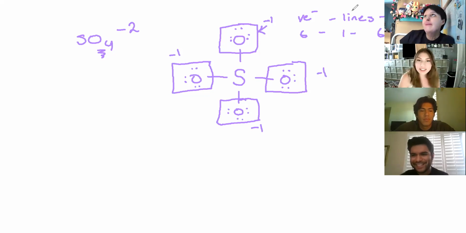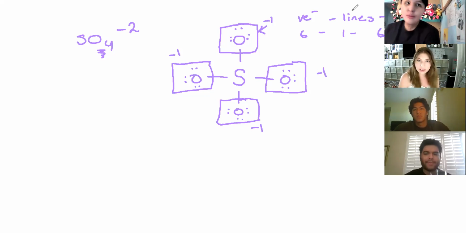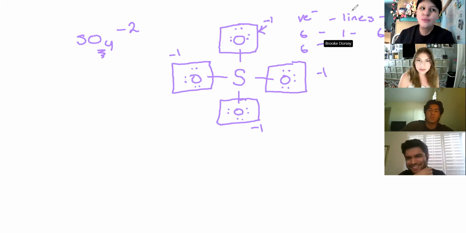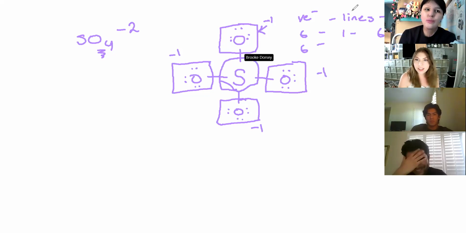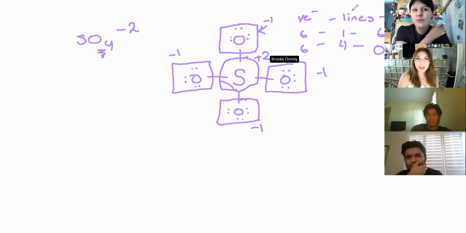So let's try calculating it for sulfur. What's the valence electrons for sulfur? 6. Yes. Minus the lines it's connected to, that's a 4. Minus the lone pairs it has, or the dots. 0. Perfect. So it's currently at a +2 charge. Awesome. So this is our current sulfate.